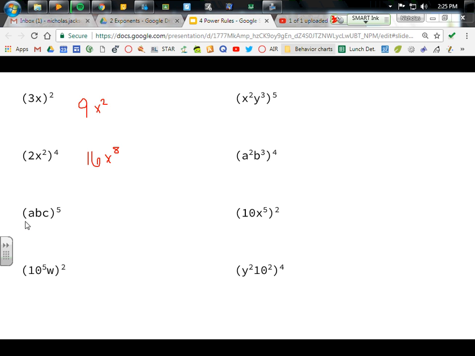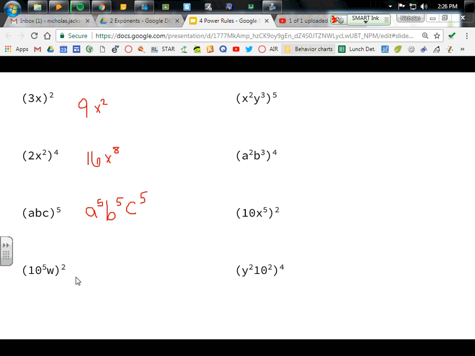All right. Here we have ABC to the 5th. So each of these bases, ABC, 5 is going to distribute to each of those. So we have A to the 5th, B to the 5th, C to the 5th.